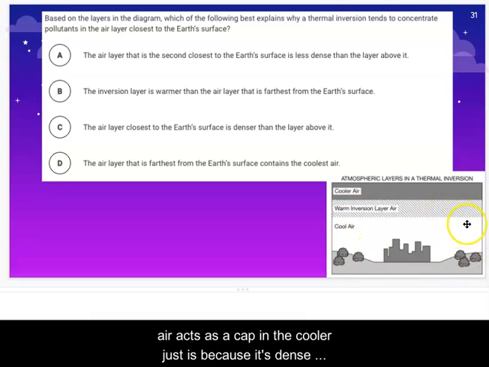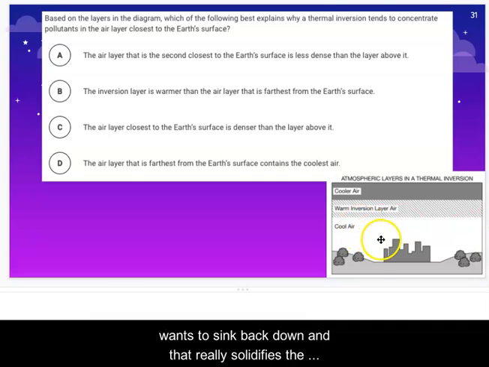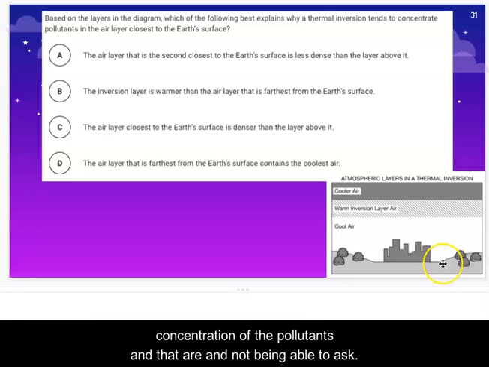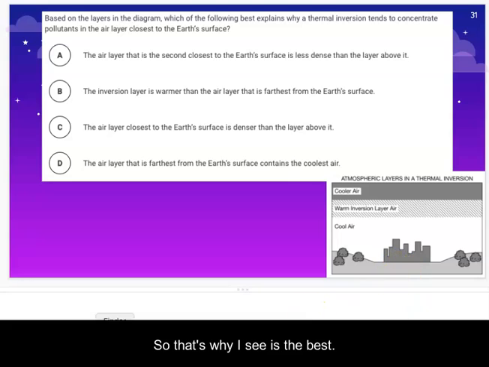And the warm air helps to trap it in so it can't escape. The winds aren't coming through. The warm air acts as a cap, and the cool air, because it's dense, wants to sink back down, and that really solidifies the concentration of the pollutants in that air and not being able to escape. So that's why C is the best answer here.